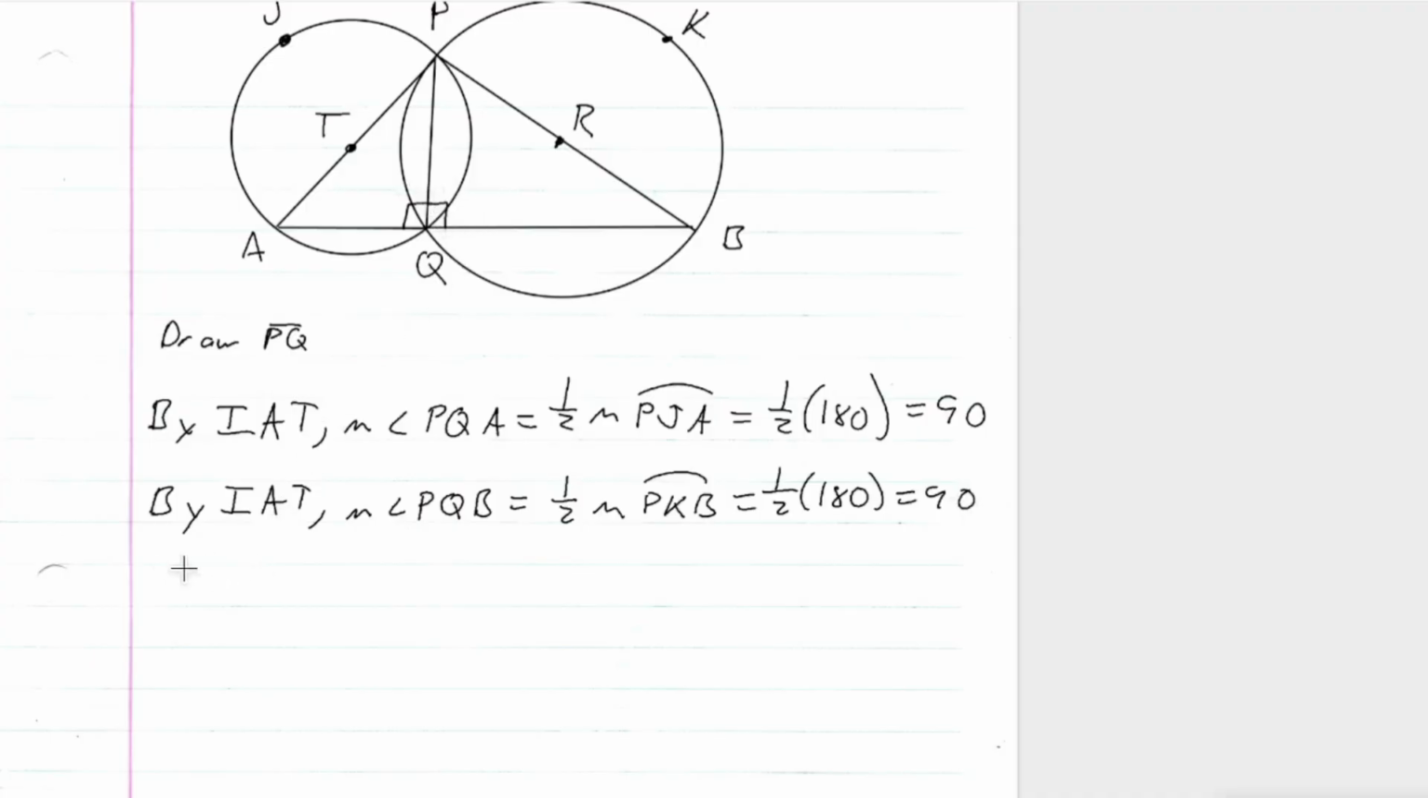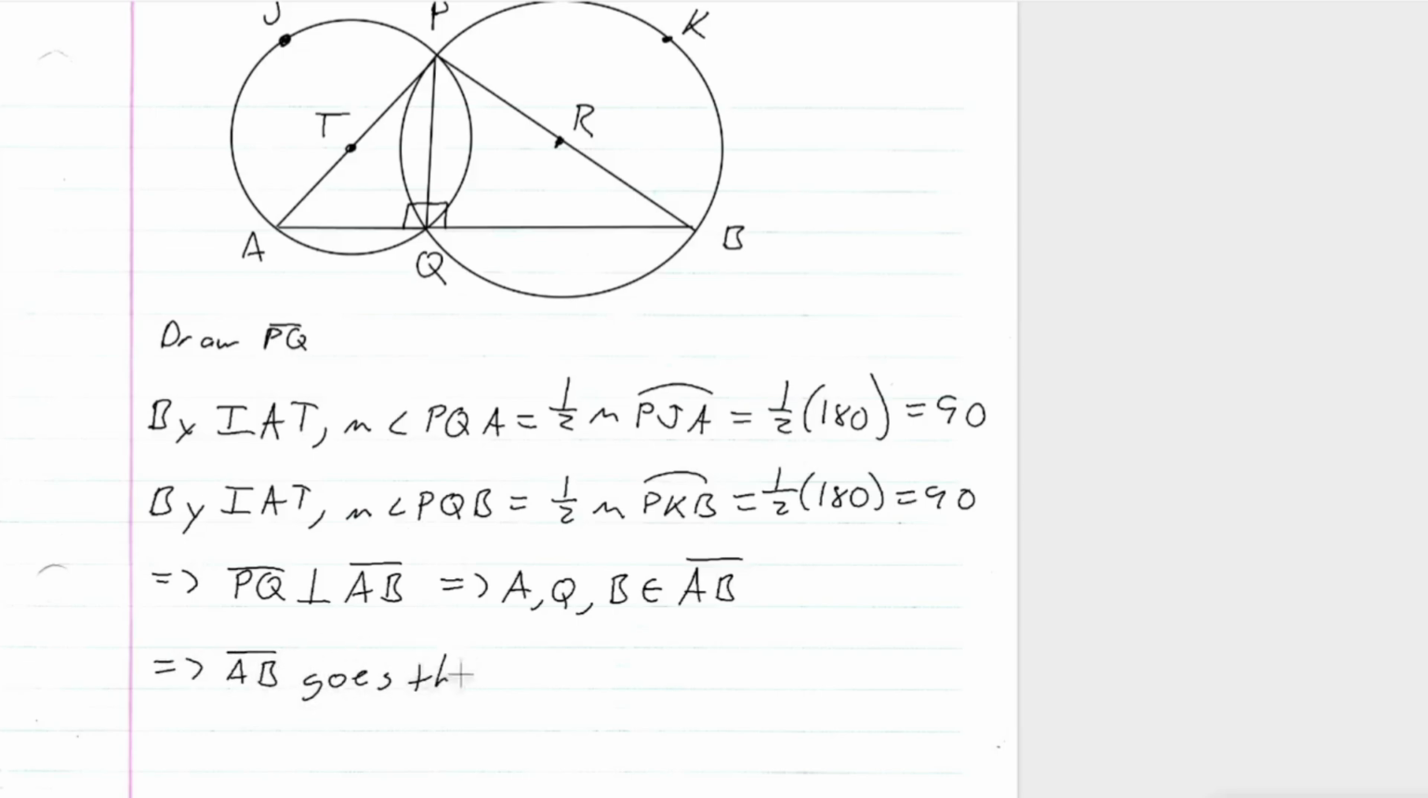Okay, so now we can see that this implies that PQ is perpendicular to AB. So this implies that A, Q, and B are all on the line AB. And then, of course, this implies that AB goes through Q. And that is the proof.